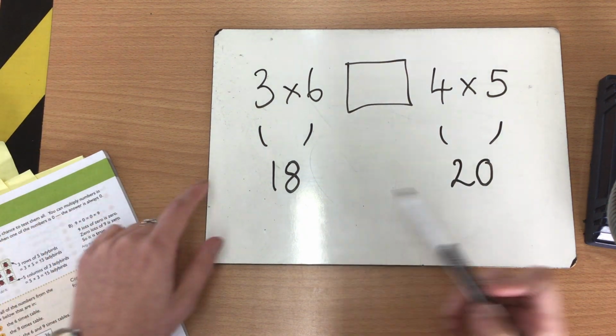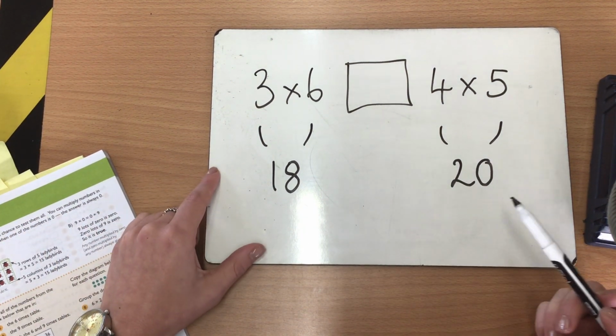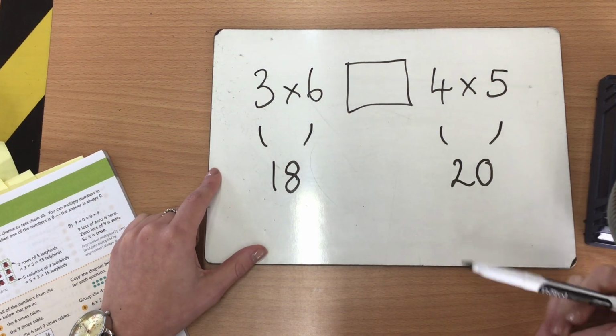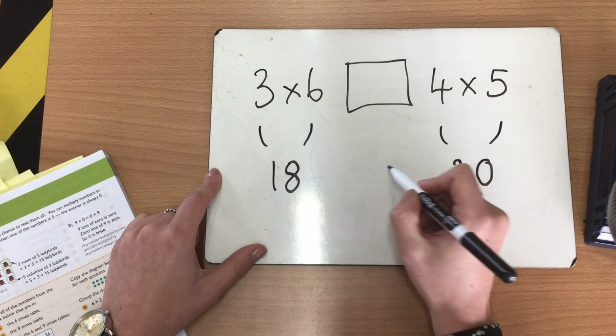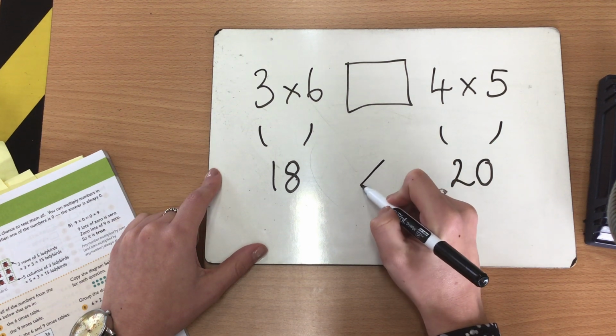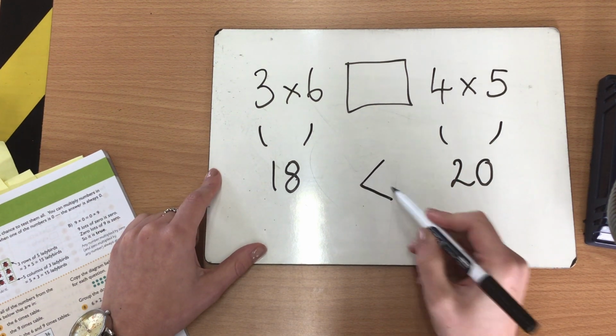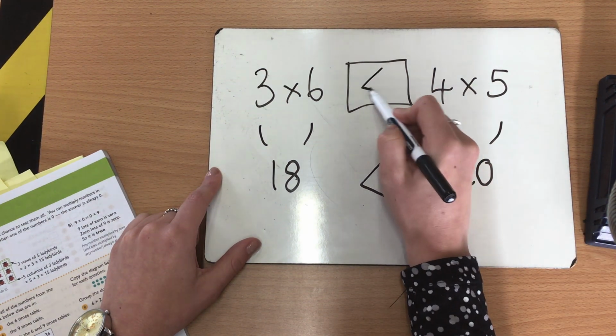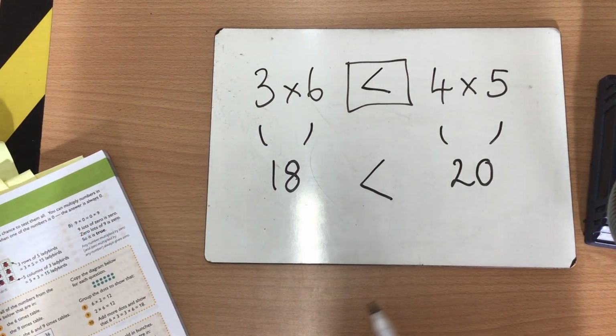Okay, this makes this question a lot easier now. So I know that 18 is less than 20. So 3 times 6 is 18. 4 times 5 is 20. So I need to use the correct sign. Well, I know that it would go this way because if we were thinking of it as a crocodile, it always eats the bigger number. So 3 times 6 is less than 4 times 5.